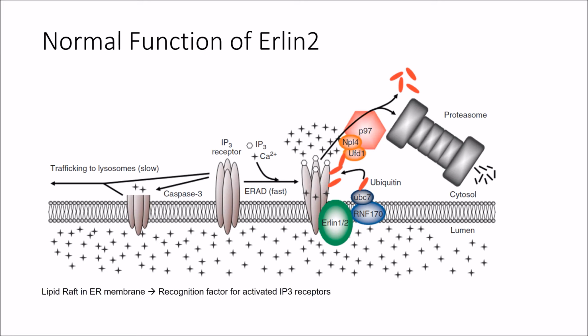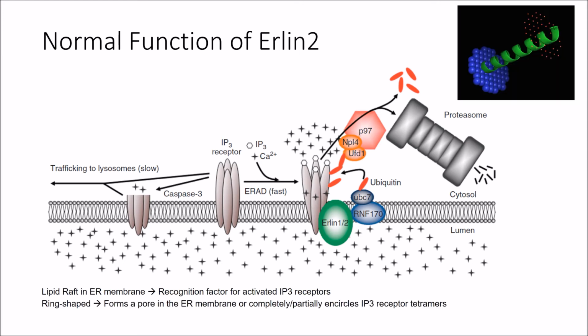The ERLIN1-2 complex acts as lipid rafts in the ER membrane, and it also acts as a recognition factor for activated IP3 receptors. Little is known about the mechanism of ERLIN1-2, but from the ring shape of ERLIN1-2, we can guess that it forms some kind of pore in the ER membrane, or it completely or partially encircles IP3 receptor tetramers.